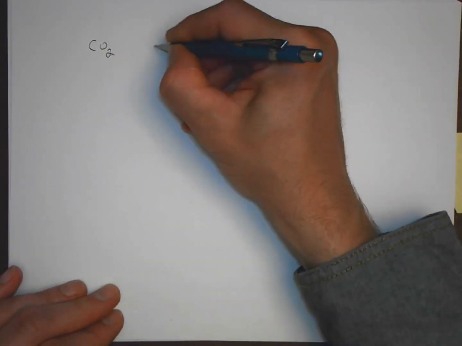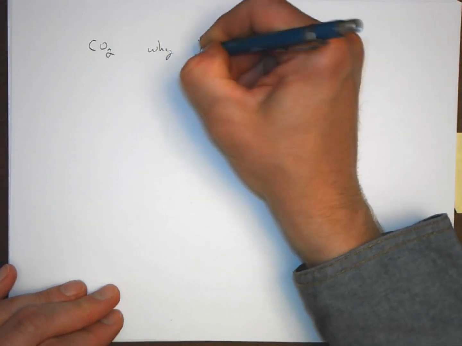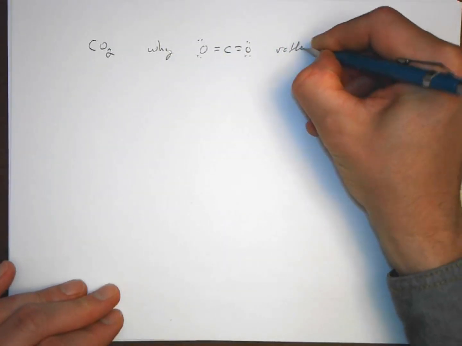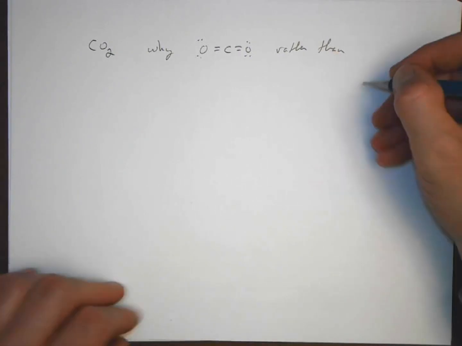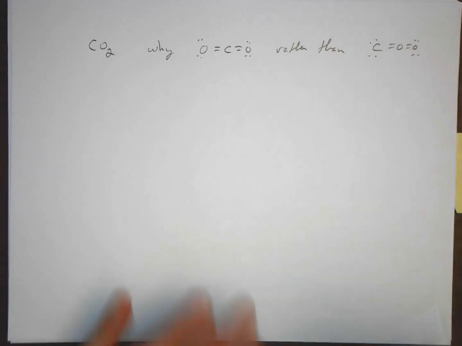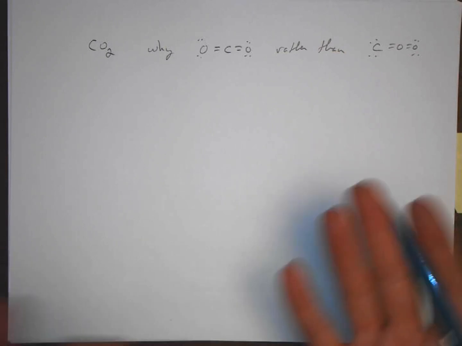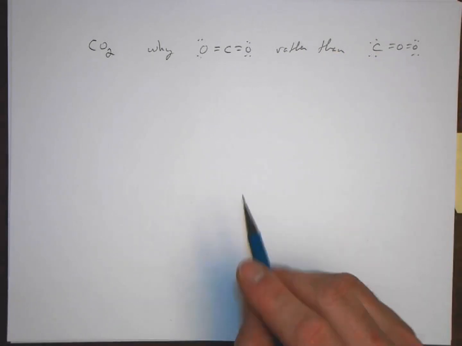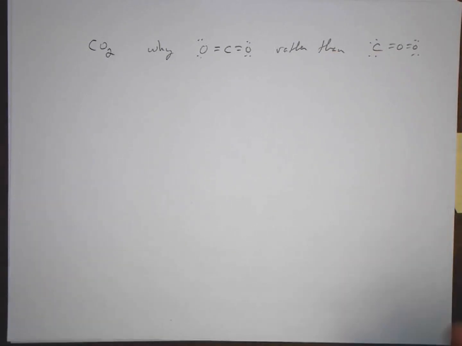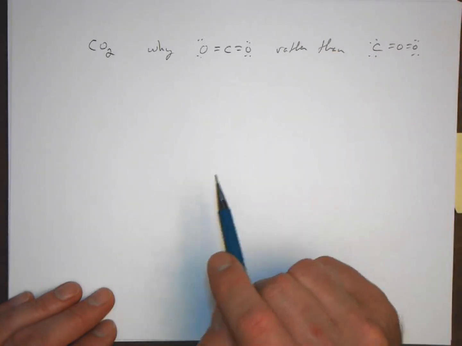Let's take the CO2 molecule. Why would we write it like this rather than like this? Why is it that the carbon is in the middle and the oxygen is on the outside? And you can't say that my rule of thumb is the reason why, because the rule of thumb comes from the use of formal charges. So let's calculate the formal charges for each of the atoms on these two molecules.